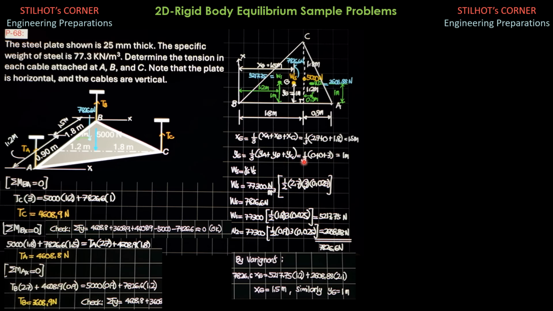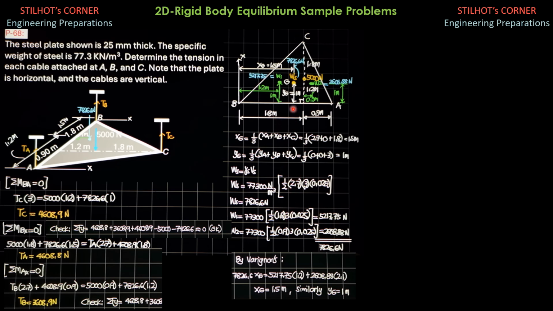Now, if you do not know this formula, then I hope that because you know the location of the centroid of a right triangle, let's split this into two right triangles. And I will demonstrate that after we apply Varignon's theorem, XG is really 1.5 meters. So weight 1 would be weight density 77,300, then the volume of this left right triangular plate, 1/2.